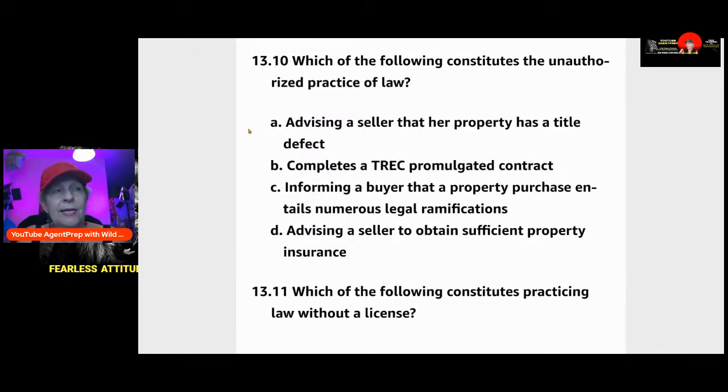A, advising a seller that the property has a title defect. B, completes a Texas Real Estate Commission promulgated contract. C, informing a buyer that a property purchase entails numerous legal ramifications. Or D, advising a seller to obtain sufficient property insurance. So which one constitutes the unauthorized practice of law?